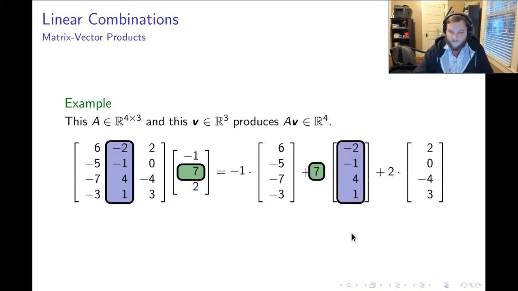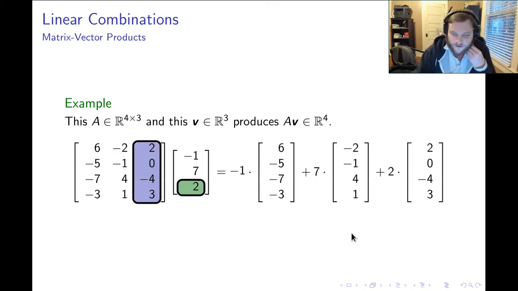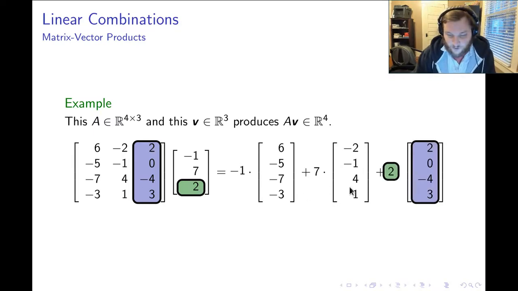So that's right here. And finally, to complete this matrix vector product, we use our third term, which is obtained by taking the third coordinate inside of our vector and scaling by the third column of our matrix and tack that onto our sum. So the last term in our sum here is 2, which is the third coordinate of the vector, multiplied by the vector 2, 0, -4, 3, which is the third column of our matrix.